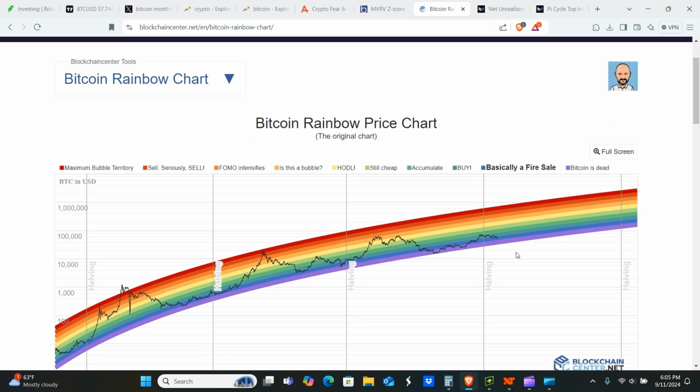So Bitcoin rainbow chart, and again, the rainbow has nothing to do with it. Okay, it's just a chart. This is a regression, logarithmic regression band. As far as I know, it just happens to be multicolored. I don't really give a crap about that. Okay, I care about the chart.